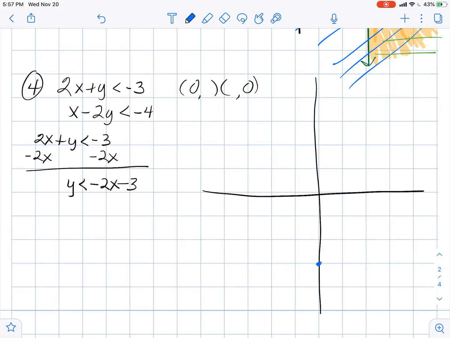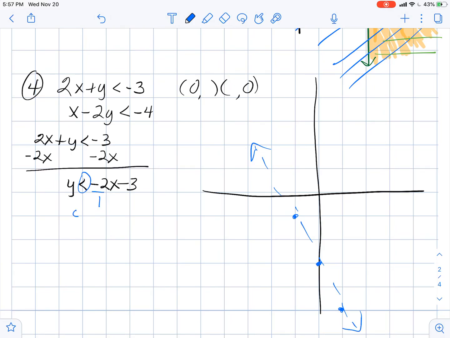My slope is a -2/1. So I could go down 2 and right 1. Or remember, I could go up 2 and left 1. But again, remember, it's supposed to be going down left to right. I'm going down the hill. Now I'm going to look at my sign. It is just a less than. So I am going to dot my line.